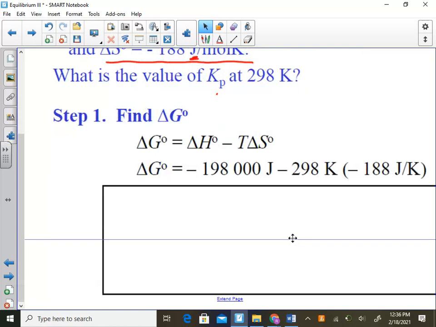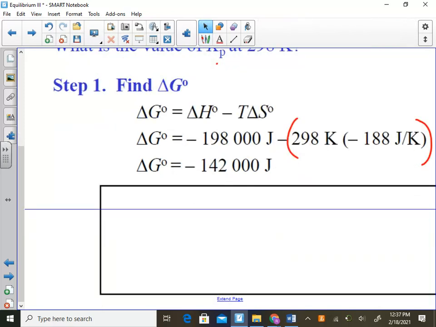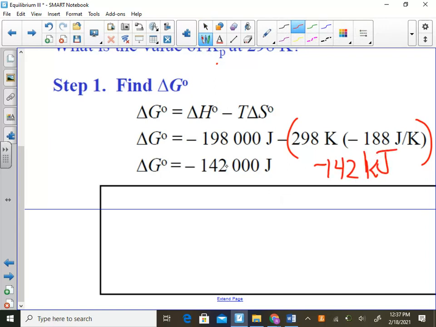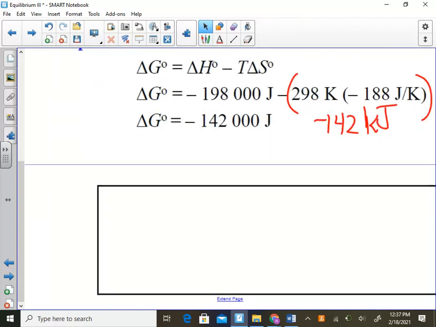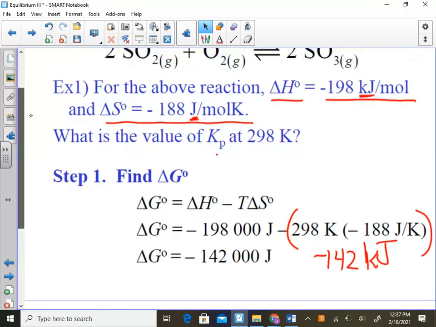And so if we plug in our numbers, we have negative 198,000 joules minus, I'm going to open parentheses here, 298 times negative 188, and we get negative 142 kilojoules, or negative 142,000 joules, which tells us what for K?